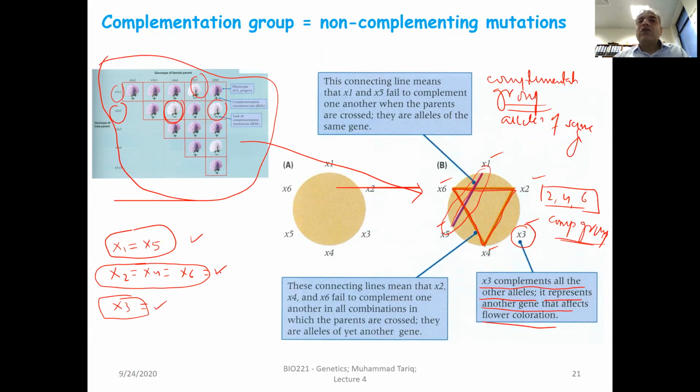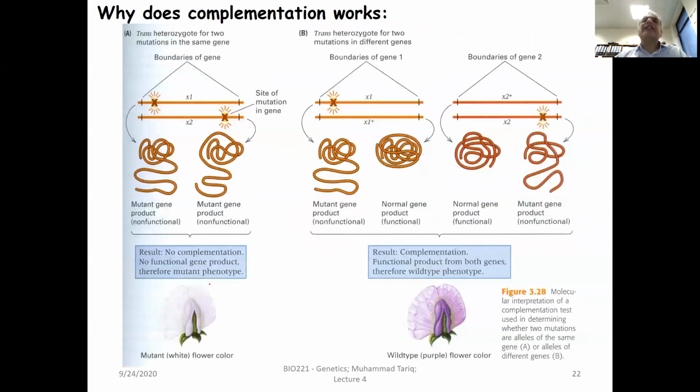But for this gene, we have 3 independent alleles. For this gene, we have 2 independent alleles. And for this gene, we have only 1 independent allele. Clear until now?